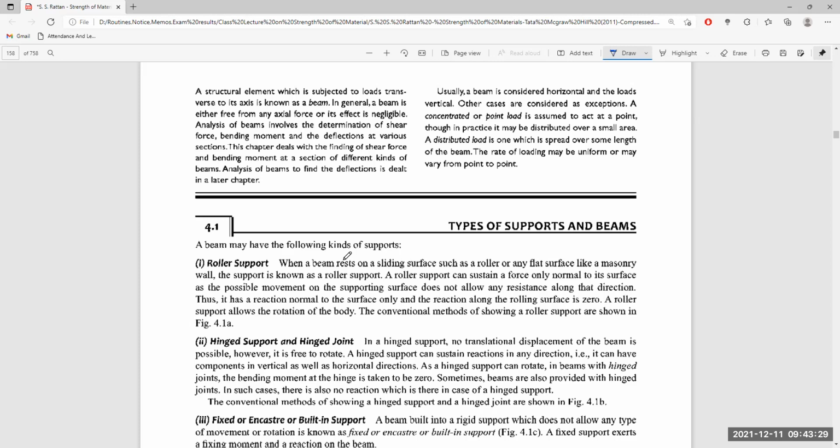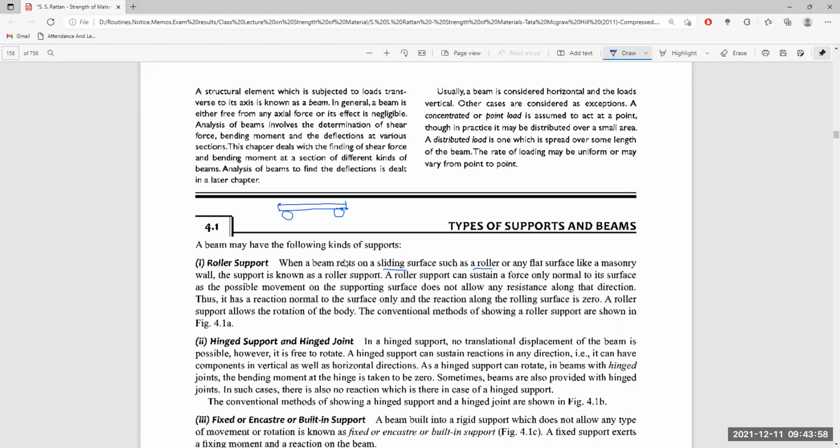Now, what can be the different supports? One is the roller support, where the beam rests on a sliding surface such as a roller or any flat surface like a masonry wall. Like this is the beam. A roller support is represented by a roller like this.